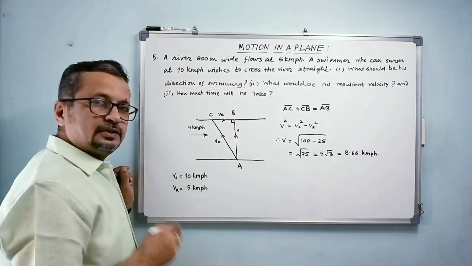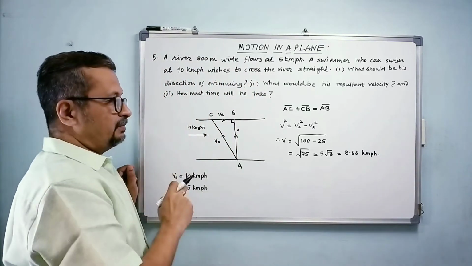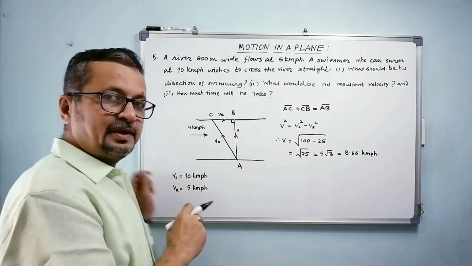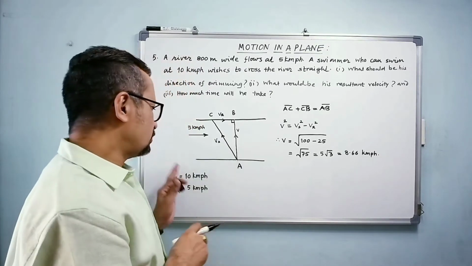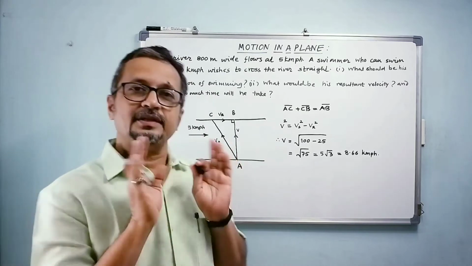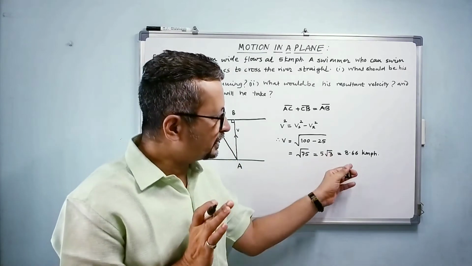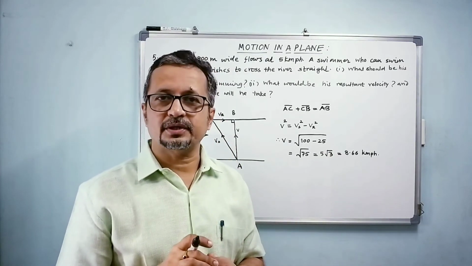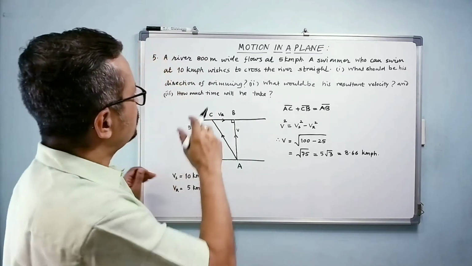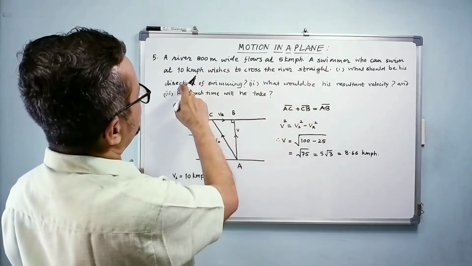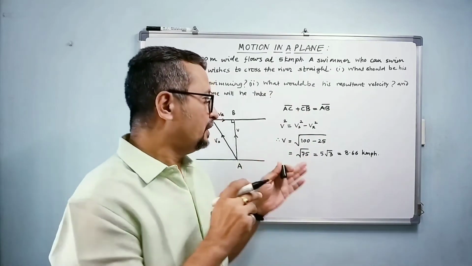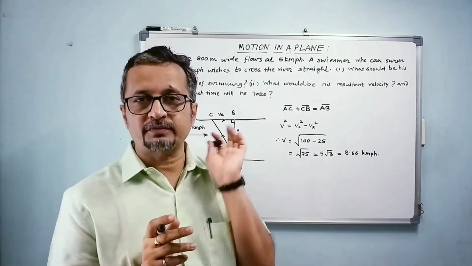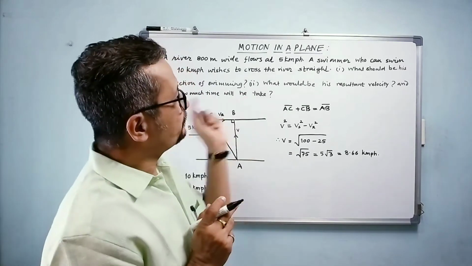So even though he is capable of swimming at 10 kilometers per hour, because of river current, his effective speed is going to be 8.66 kilometer per hour. So what should be the direction of swimming? What would be his resultant velocity? First of all, we have answered part 2 of this question. What about part 1?